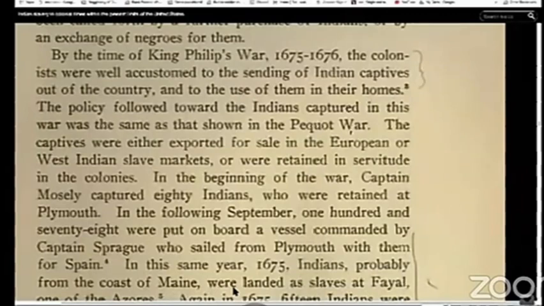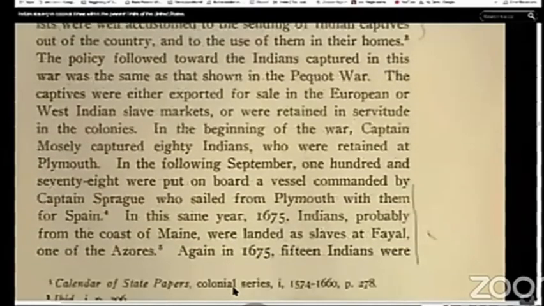178 were put on board a vessel commanded by Captain Sprague, who sailed from Plymouth, Massachusetts, with them for Spain. In this same year, 1675, Indians, probably from the coast of Maine, were landed as slaves at Fayal, one of the Azores.